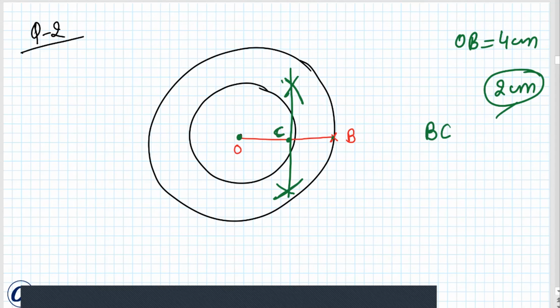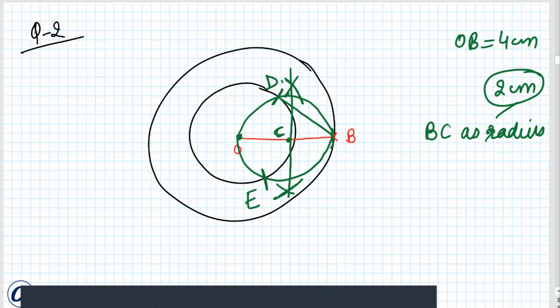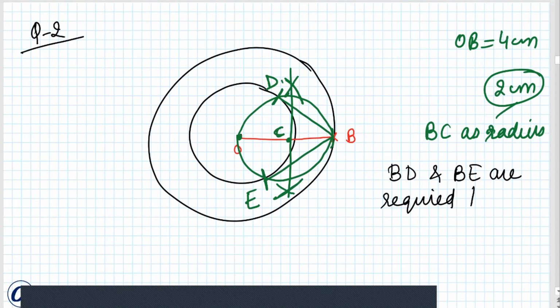With BC as radius, complete the circle. So we'll complete the circle this way with BC as radius. Okay. Now these points which we got, name them D and E. Join BD and join BE. So BD and BE are required tangents.